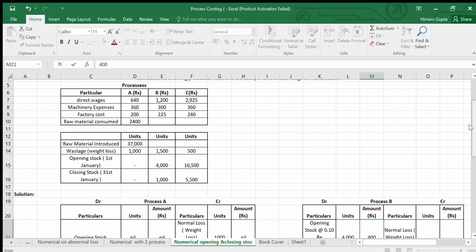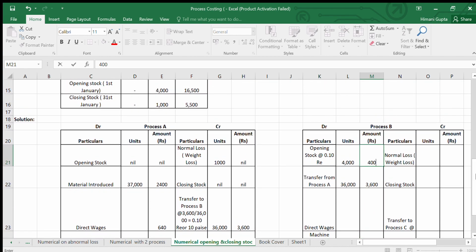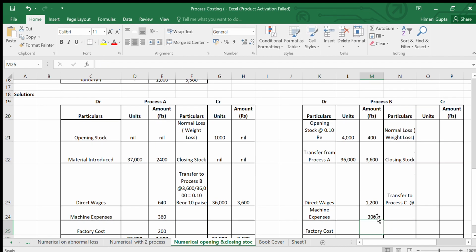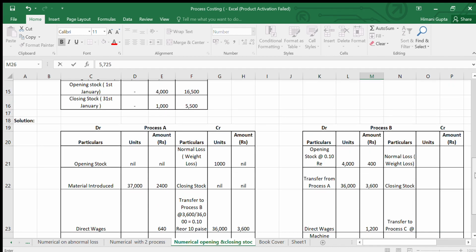Now wages are given to be 1200, machine expense is 300, and factory expenses is 225. So direct wages is 1200, machine expenses is 300, and factory expenses is 225. If we total this, it comes to 40,000 units, and value is 5,725.